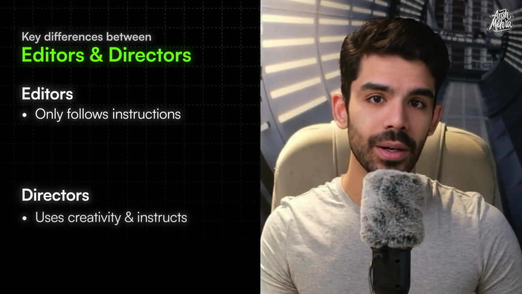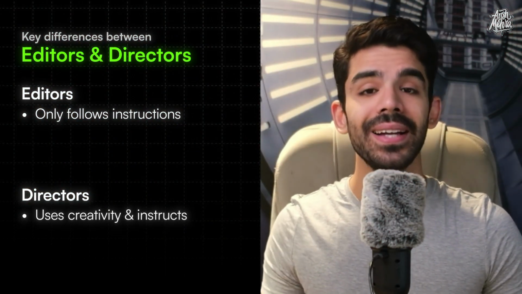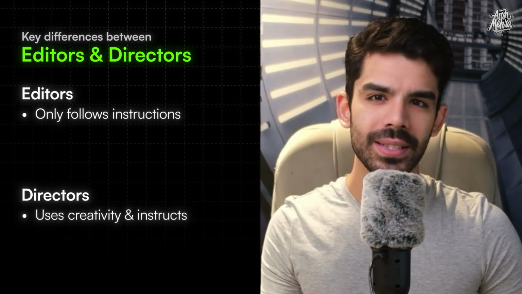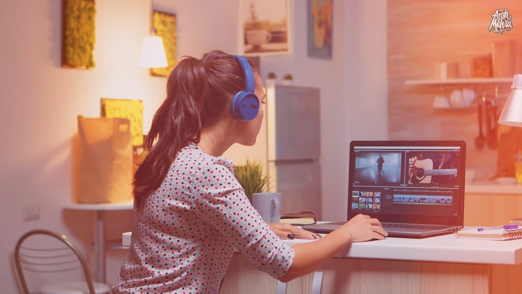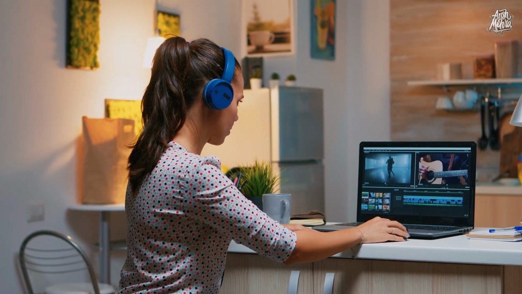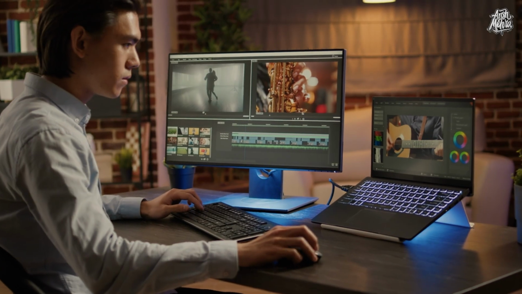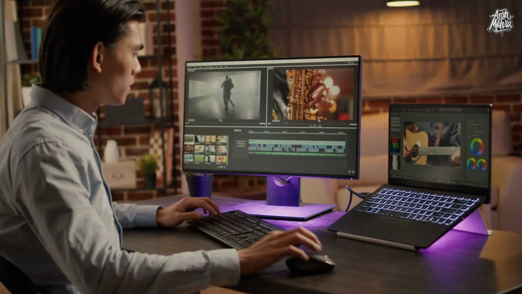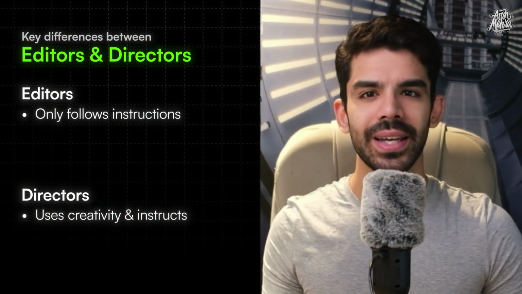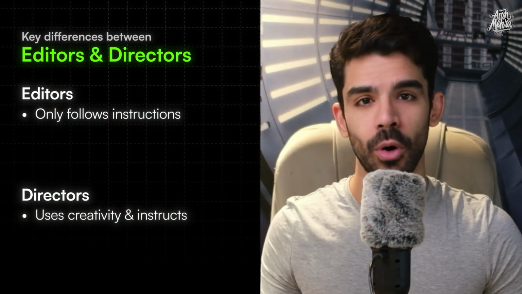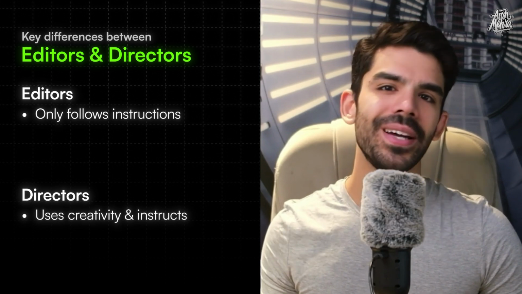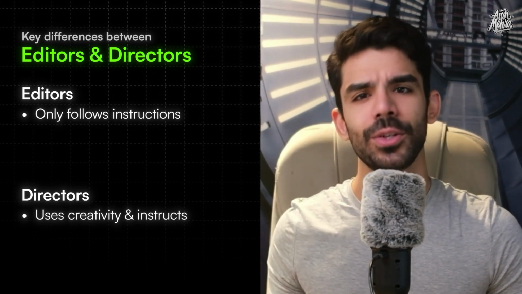A director puts her own creativity and creates instructions, which means if you're just a junior editor, you will get paid only for following orders from someone else. But if you become a director, you will be paid for a series of adjacent skills like scripting, sound design, storyboarding, and a lot more. And eventually, you will have enough AI tools to take care of all of your execution.